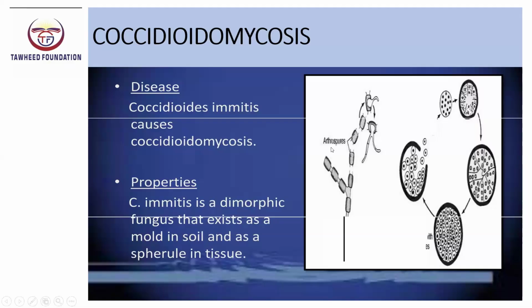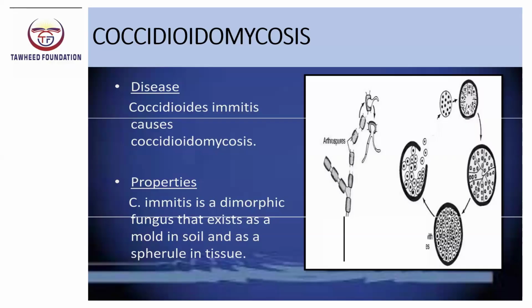Arthrospores are very light and are carried by the wind. They can be inhaled and infect the lungs. Its pathogenesis: in the lungs, arthrospores form spherules that are large, have a thick, doubly refractive wall, and are filled with endospores. Upon rupture of the wall, the endospores are released and differentiate to form new spherules.